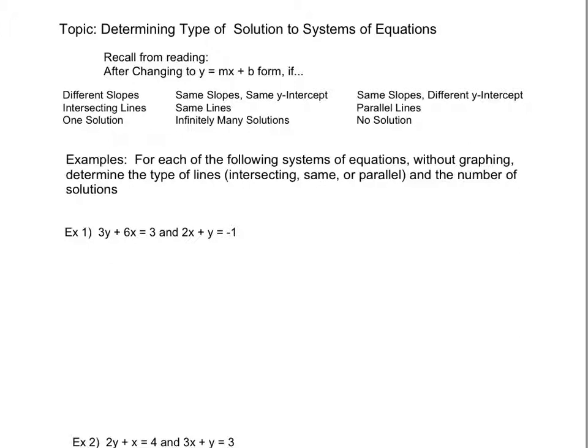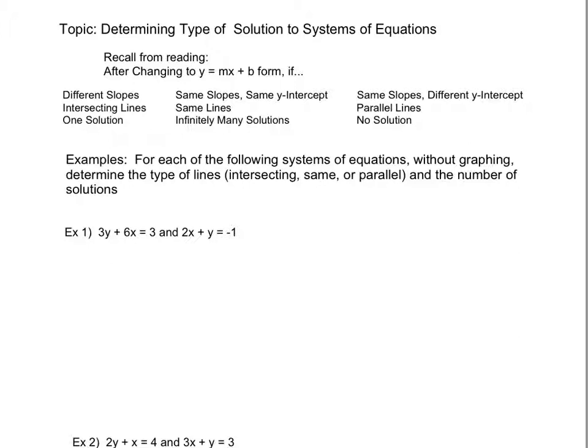Just as a recall, remember that we can determine what type of solution we have by looking at first the slope. Whenever the slopes are different, we can already state the lines must be crossing or intersecting, and there's one solution. If the slopes are the same, we also have to look at the y-intercept. If the slopes and the y-intercept are both the same, the lines are the same and they overlap and have infinitely many solutions. Or if the slopes are the same but the y-intercepts are different, we can assume that they are parallel. Same slant, different starting points, and there is no solution. Please remember they do need to be in y equals mx plus b form first.